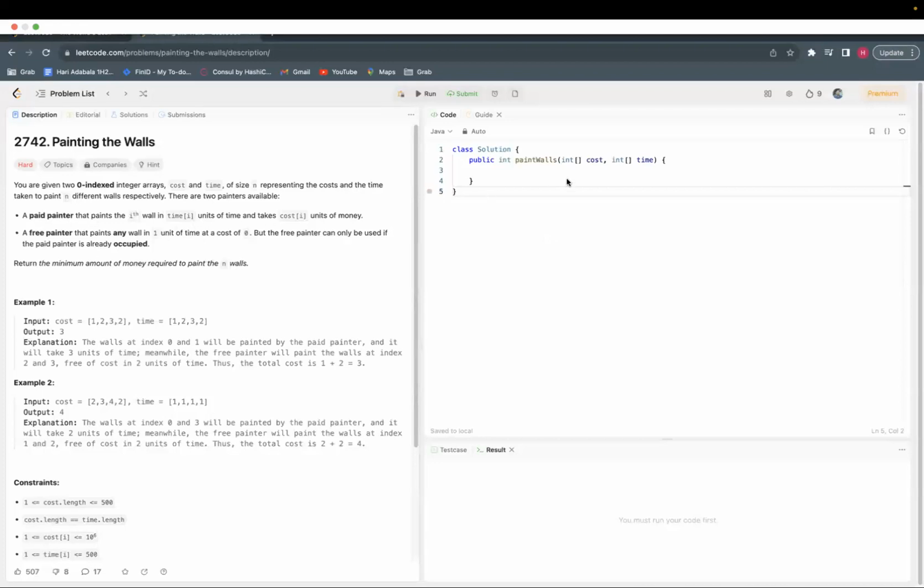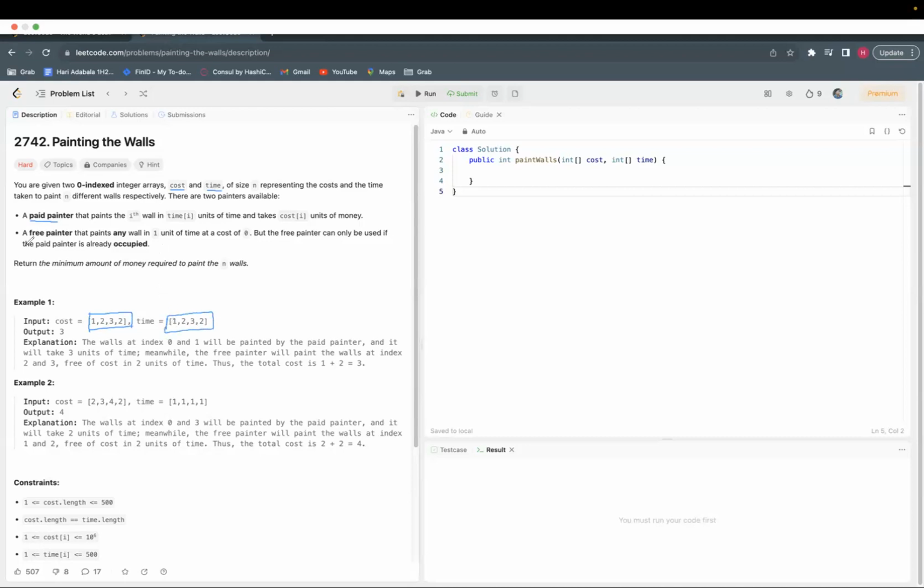The first painter. So we are given two arrays, cost and time. The cost array represents the cost taken by the paid painter to paint that particular wall. So we have n number of walls, and these are the costs taken by the painter to paint those walls. And this is the time taken by that paid painter to paint that particular wall.